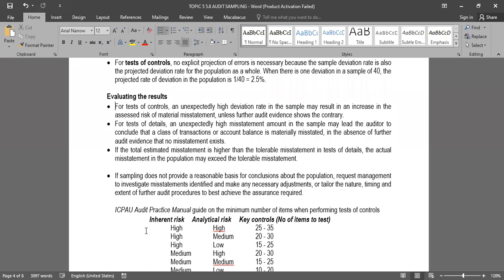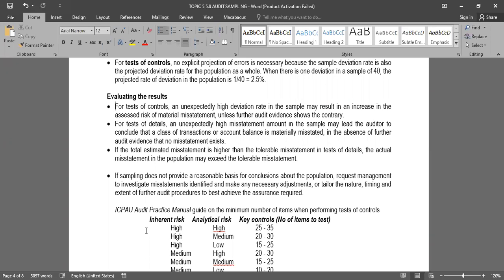When somebody performs test of controls on a sample, if you're seeing an unexpectedly high deviation rate in the sample, then you're supposed to increase your procedures, because if there's a high deviation rate, that means the assessed risk will be high, and you need to perform further audit procedures to cover up with evidence.